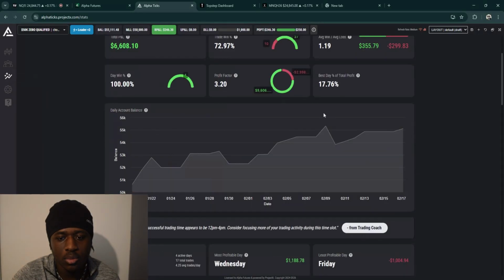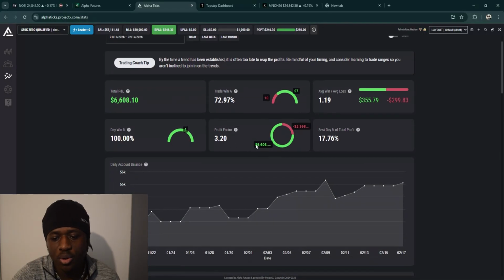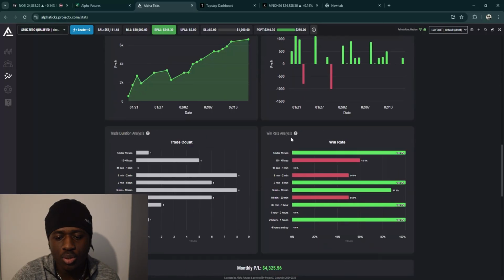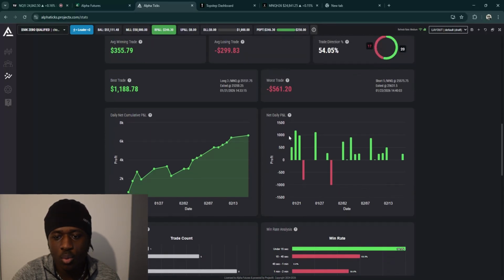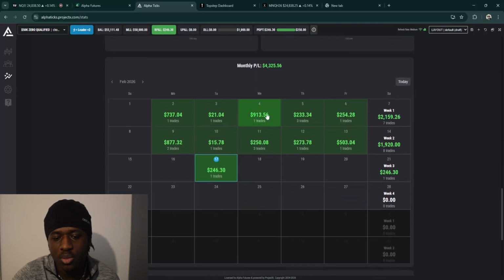Let's see. So yeah, we've been running like a 70% win rate, 3.20 profit factor, and yeah, average winning trade 355, average losing trade 299. Not too crazy, nothing too crazy. Worst trade 561, best trade 1200. Then these are basically our trades, guys.